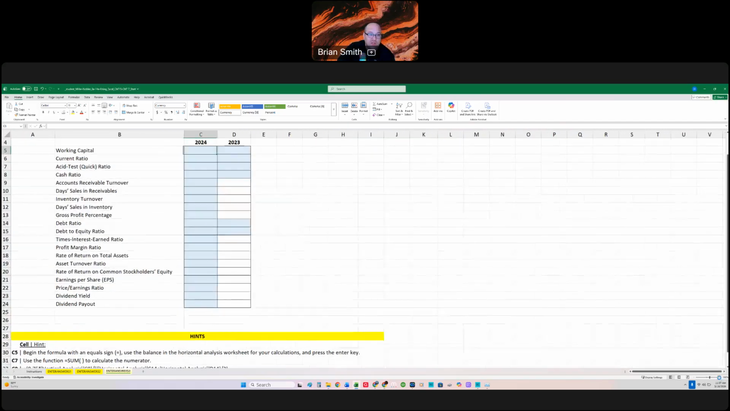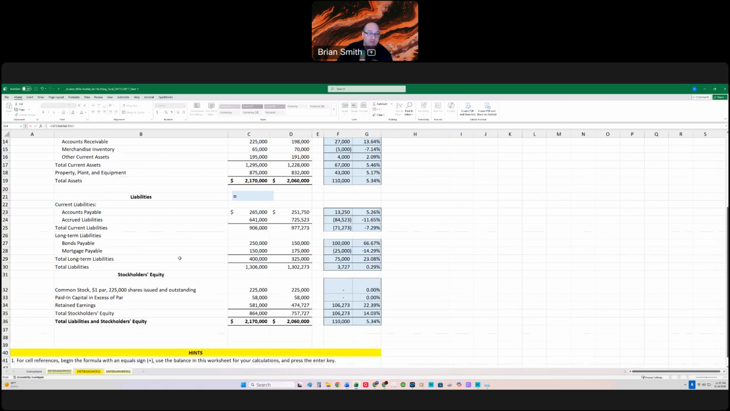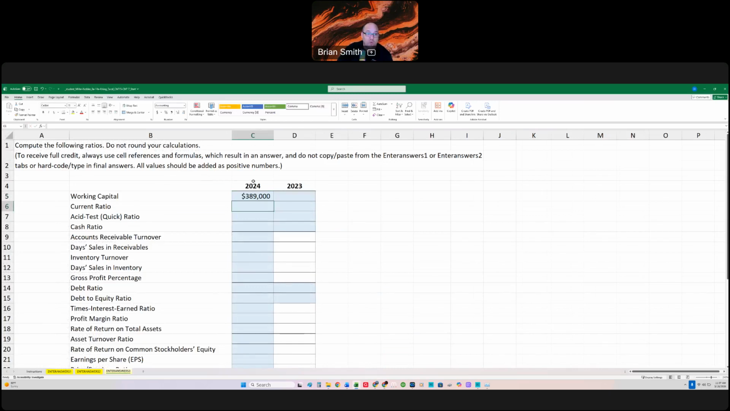All right, let's look at each one of these. Working capital in 2024. Again, I have my formula here. Working capital is current assets minus current liabilities. So in 2024 in cell C5, I'm going to hit equals. And I'm going to jump to the balance sheet, which is in enter answers 1. And it said current assets minus current liabilities in 2024. So I'm selecting C17 on enter answers 1, subtracting cell C25 on transfer one. I'm going to hit enter. So my working capital for 2024 was $389,000.